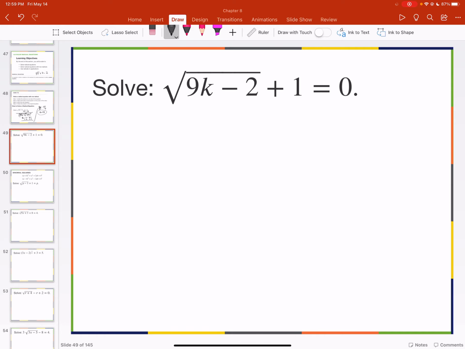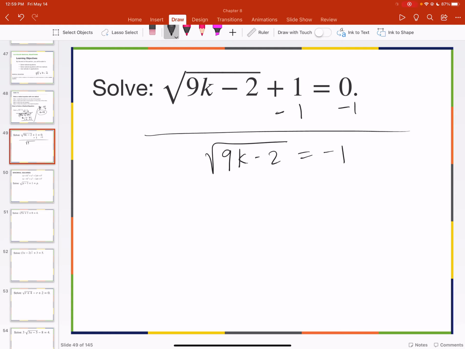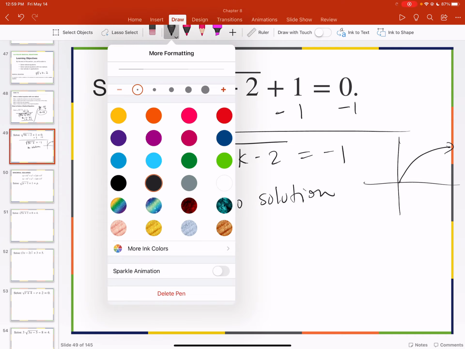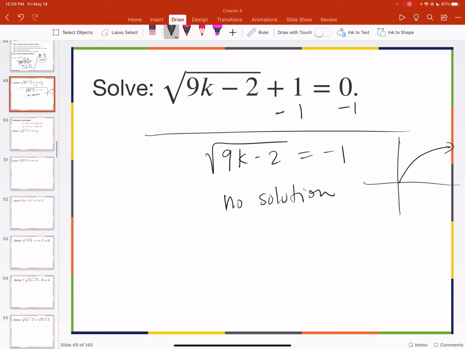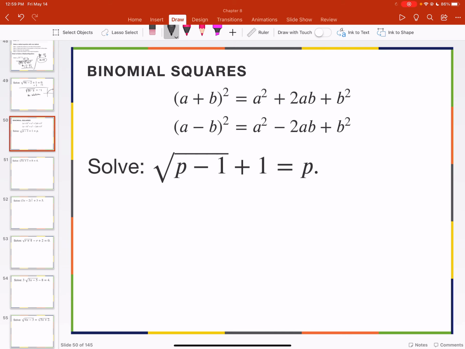Let's go ahead and do another one. We want to get this radical by itself, but here we have the square root of 9k minus 2 is equal to negative 1. Remember, the square root function is positive, right? So this here has no solution, because the output of a square root is a positive number. We're going to talk about i's later, but for an even root that doesn't work.